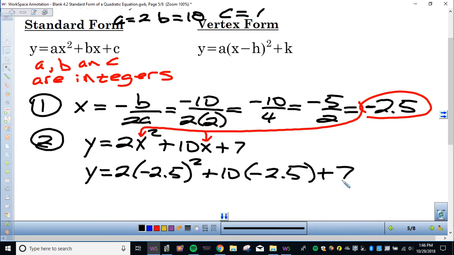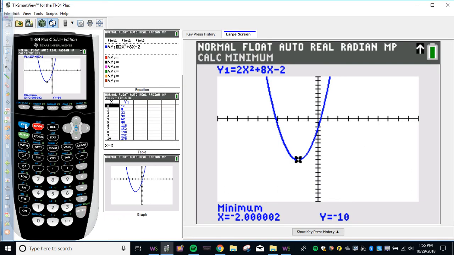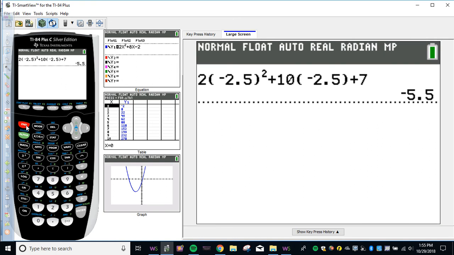Yeah, so it makes it clear then, right? So if you didn't get how to get the a, b, and c, 2's in front of the x squared, a's in front of the x squared. 10's in front of the x, 10's the b, and 7 is the c. We're going to plug this into the graphing calculator, make sure we don't screw it up. I've got it right there.